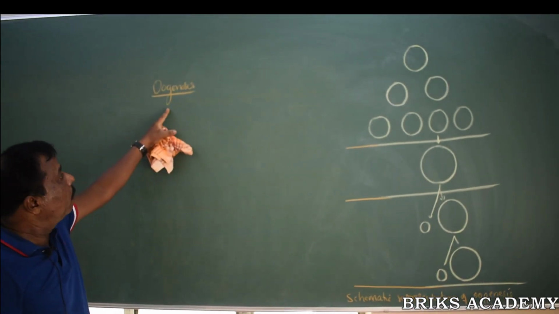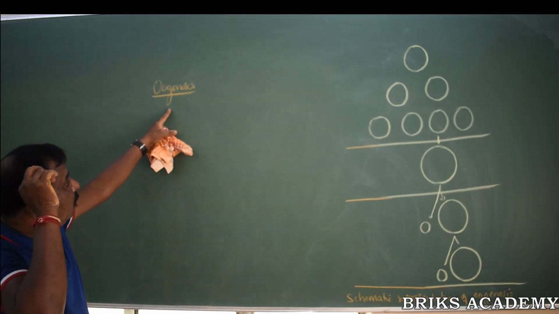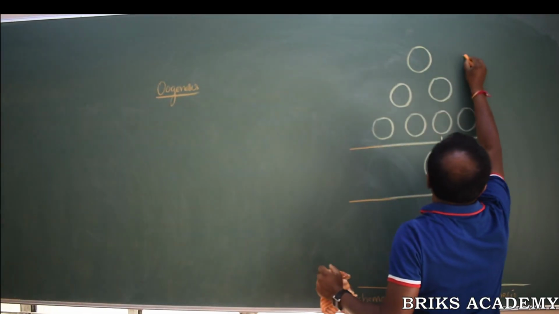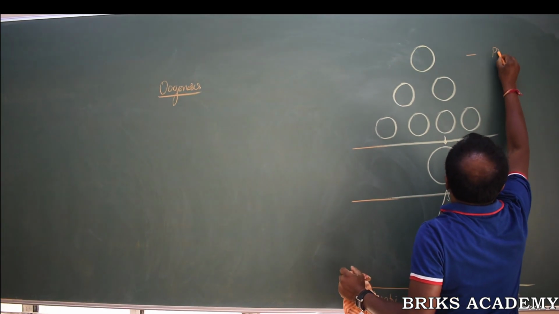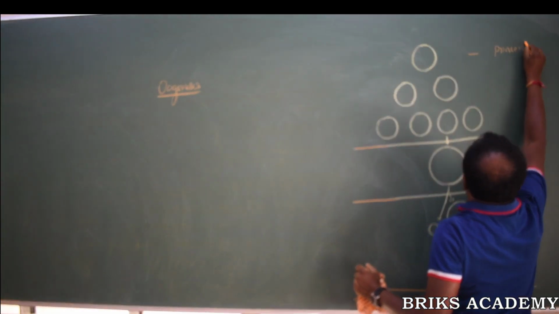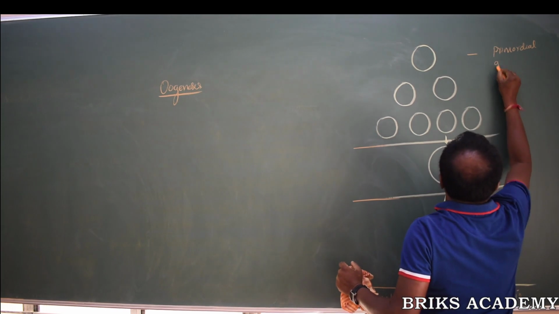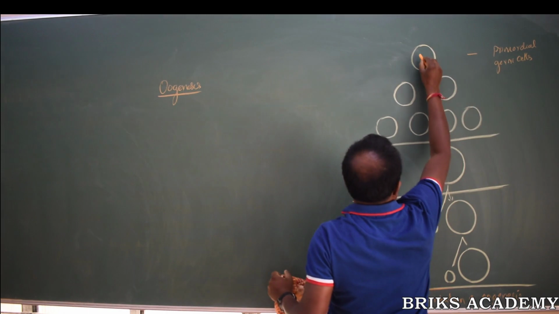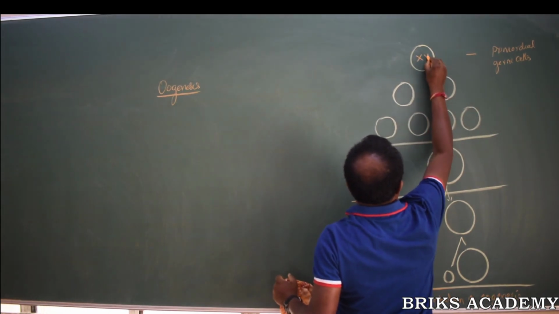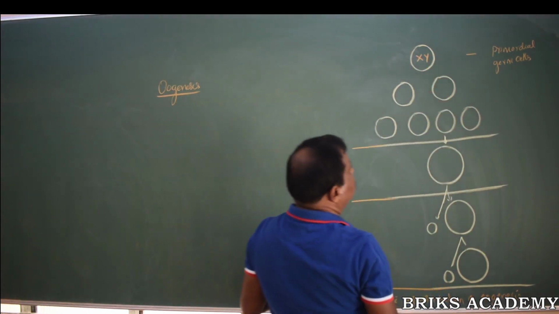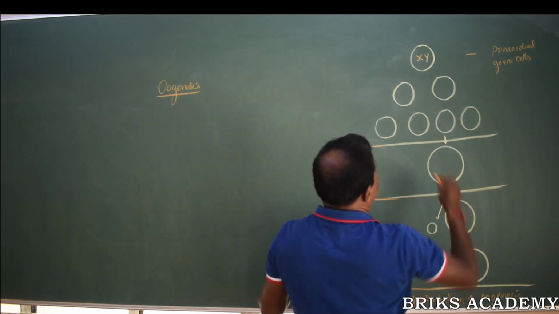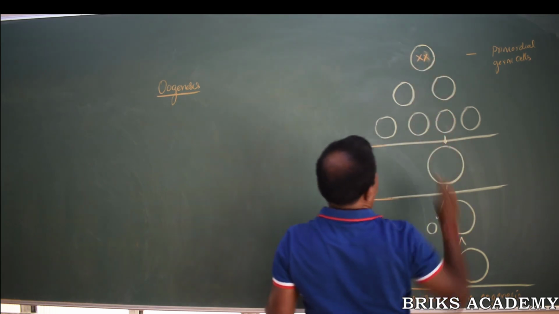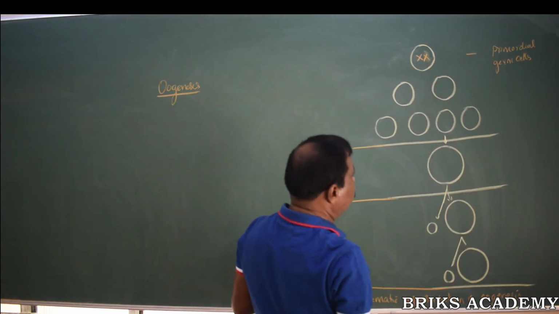The ovary contains the primordial germ cells. These are called primordial germ cells, or egg mother cells, which are diploid in nature with 44 autosomes plus a pair of sex chromosomes denoted by XX in females, that is 2n equals 46.